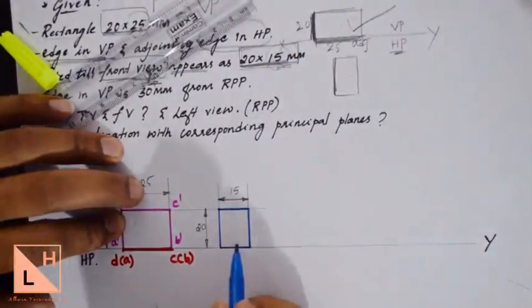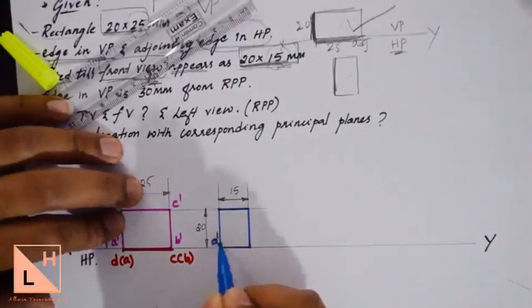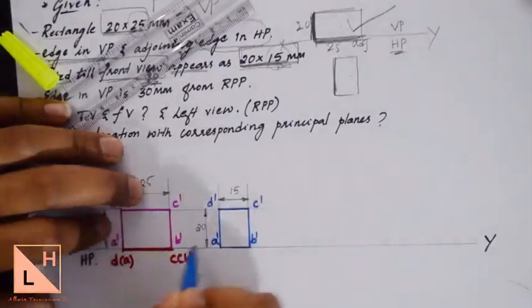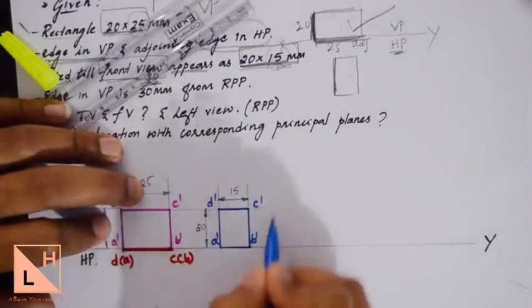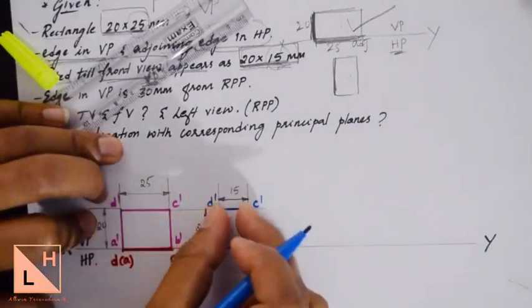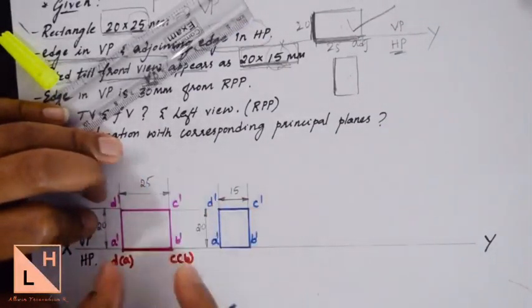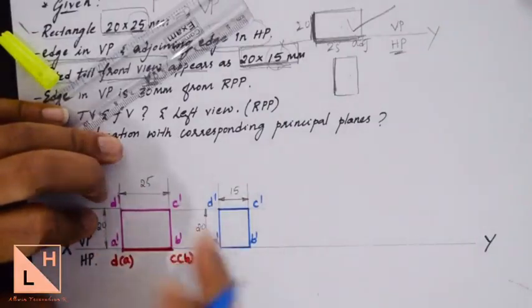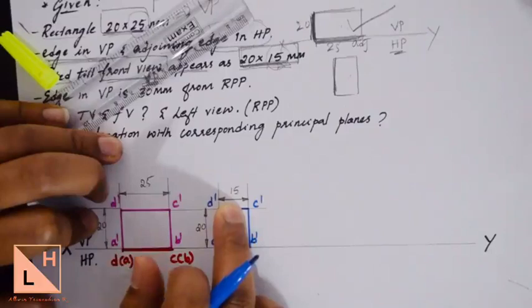Now we have the new edges formed of the new shape. We can name them in the same order. I am naming it anti-clockwise, so you follow the same for every position. Now this 25 mm has reduced its length to 15 millimeters, and as I told you, this has to be inclined at some angle, then only this 25 will reduce to 15 millimeters.